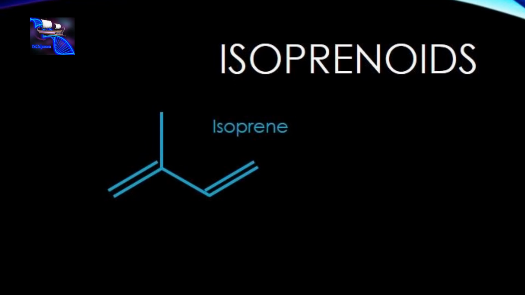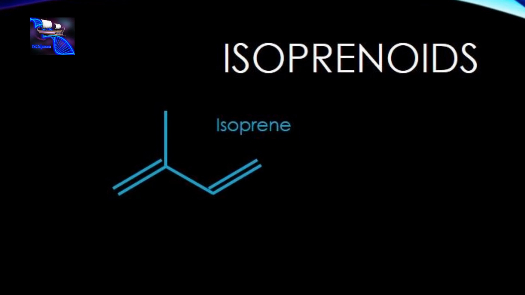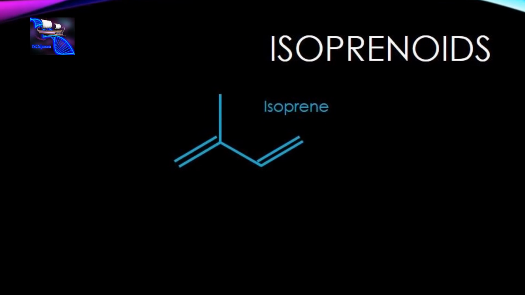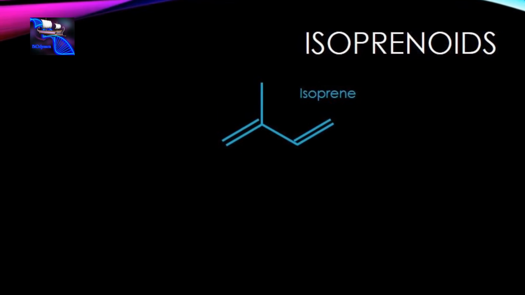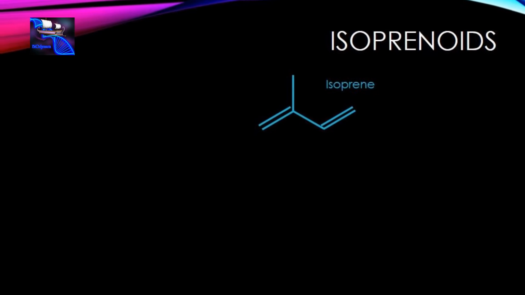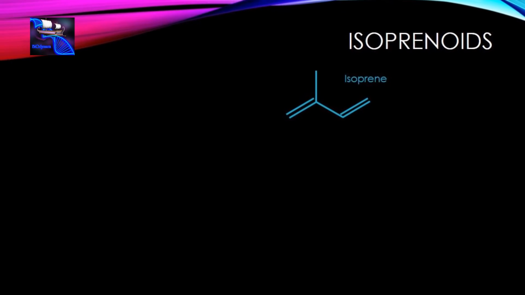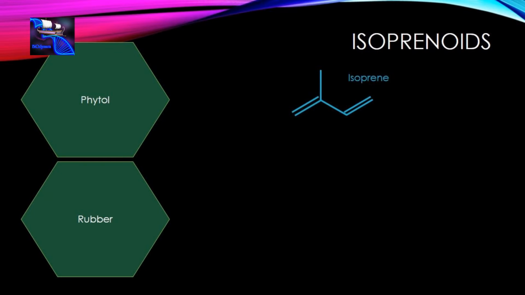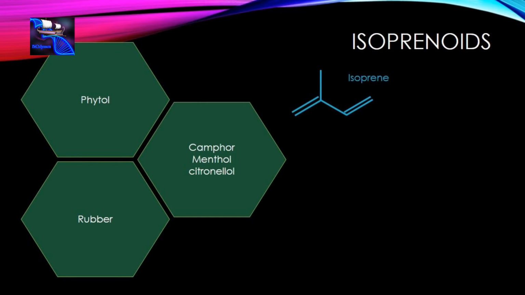Let's see the next group, the isoprenoids. Isoprenoids, also called terpenoids, are derived from 5-carbon isoprene units. Among them, we notably find phenol, rubber, but also many varieties of fragrant substances and essential oils produced by plants. And of course, the vitamins.